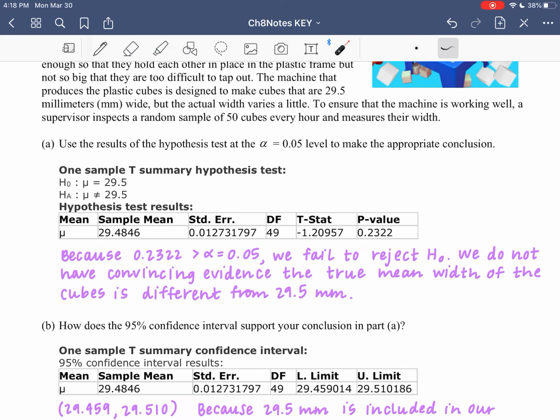So a little bit of review, thinking back to what does this actually tell us and what decision would we make. So this p-value is in fact large because it's greater than our significance level. So because that p-value is greater than alpha, we fail to reject H naught, meaning we do not have convincing evidence that the true mean width of the cubes is different from 29.5 millimeters.